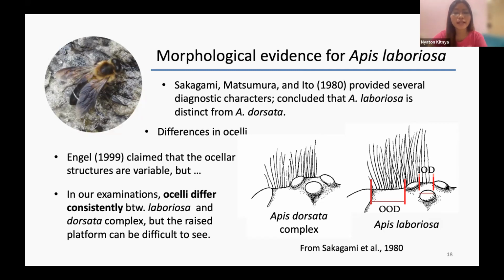So this particular character, we were interested to examine across the 4 giant honeybees that we have. This particular character consistently separates the Laboriosa from the Dorsata complex.